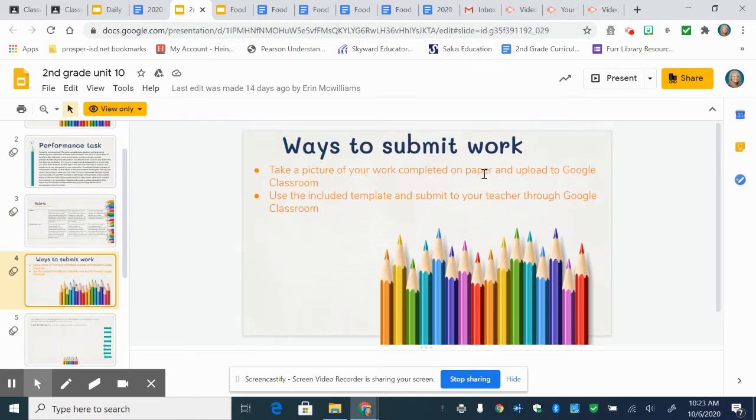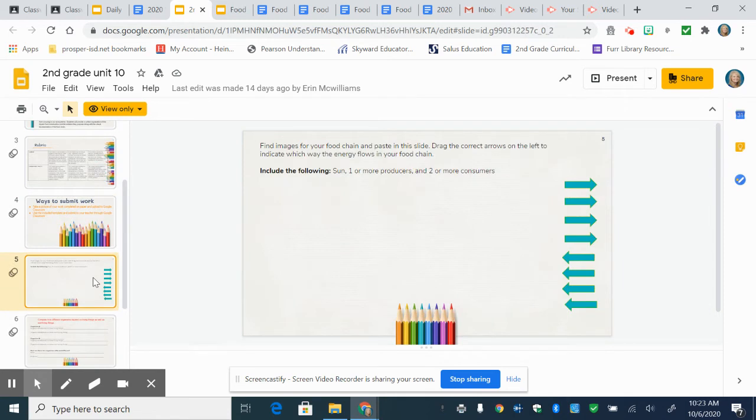So you can submit your work two ways. You can take a picture of the completed work, and this says upload to Google Classroom, but you can also take a picture and share it on Seesaw, or you can type it right in this document, okay, depending on what's easier for you. Now, just like we did yesterday in the slide, you practiced that yesterday. So today you're going to do a great job on it. So you're going to find images, and you're going to create a food chain to paste in here.